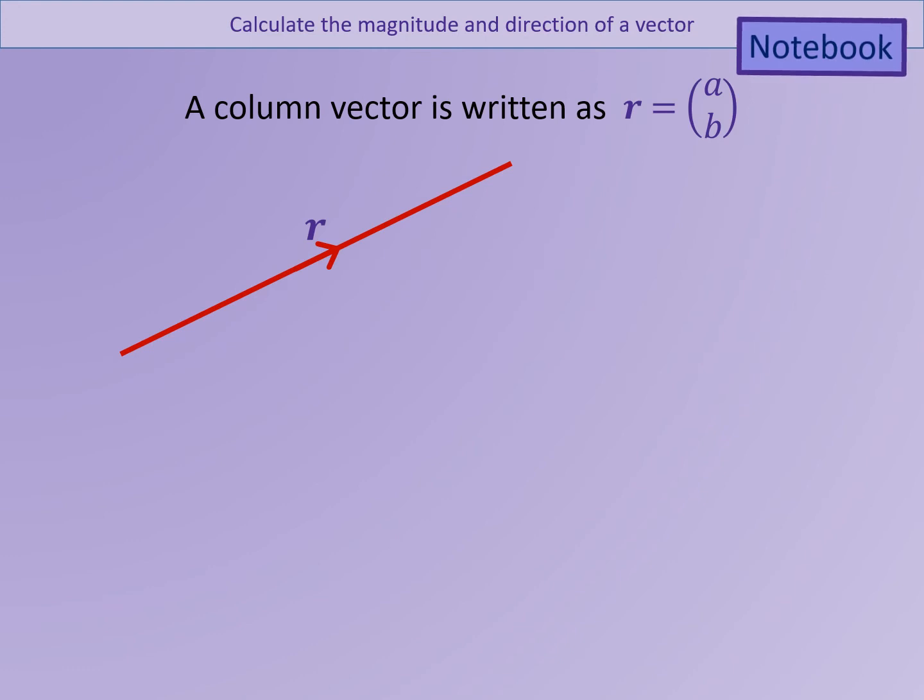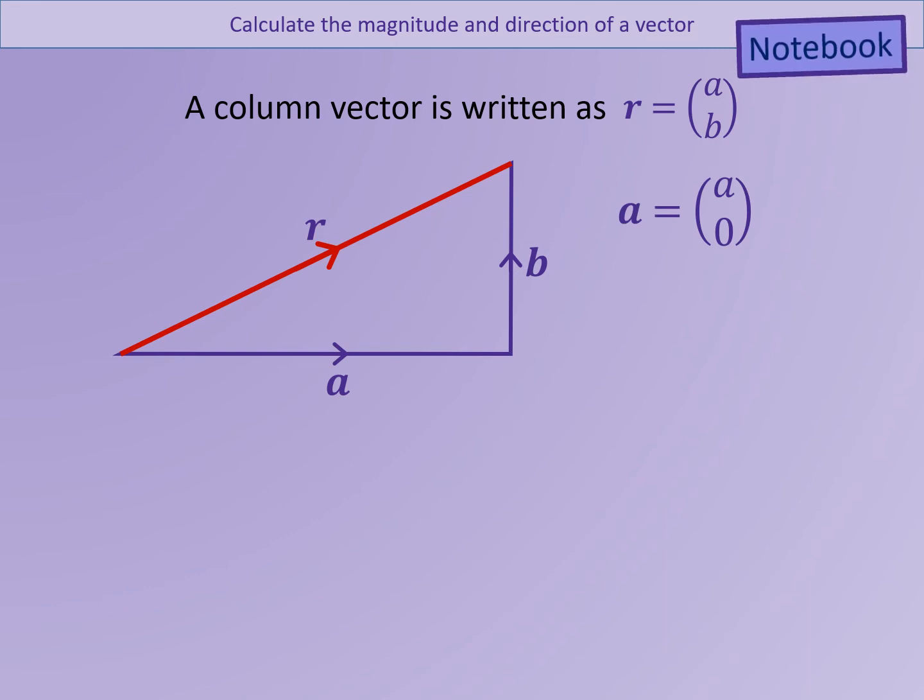Taking the general column vector r, which is denoted by (a, b), where a and b are represented by the amount travelled horizontally and the amount travelled vertically. So a would have a vector (a, 0) and b has a vector (0, b).